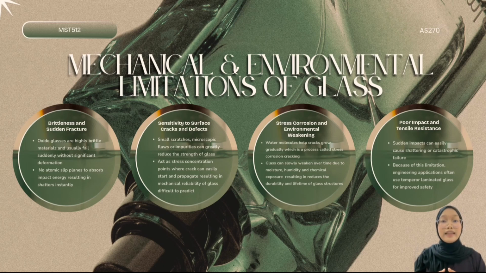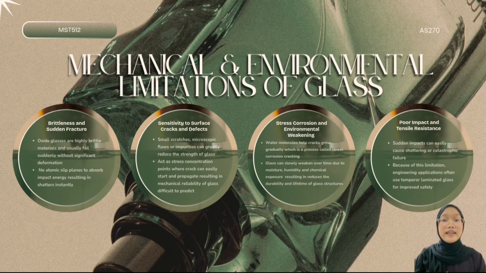Third, glass can experience stress corrosion and environmental weakening. Moisture, humidity, and chemicals can gradually enlarge existing cracks through a process called stress corrosion cracking. As a result, the durability and lifetime of glass structures may decrease over time.